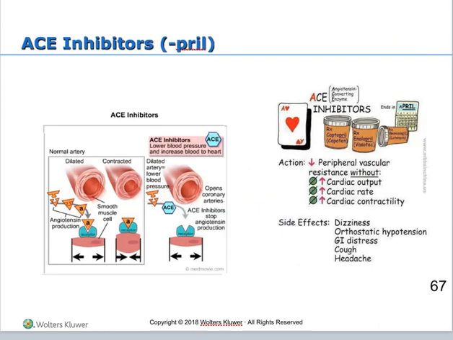Okay, so let's get back to ACE inhibitors. What do they do? What are the important things to know about ACE inhibitors? Okay, they are useful in treating heart failure and hypertension.